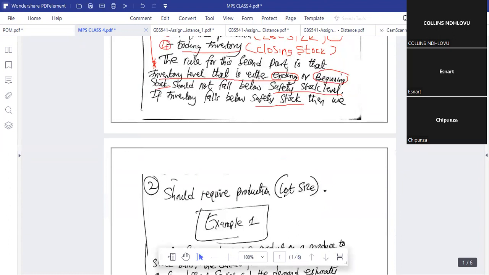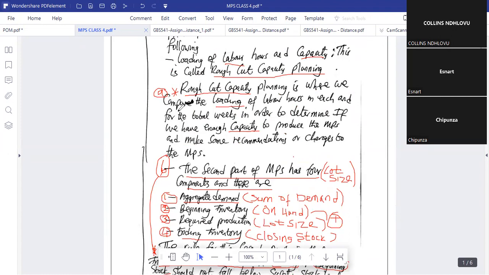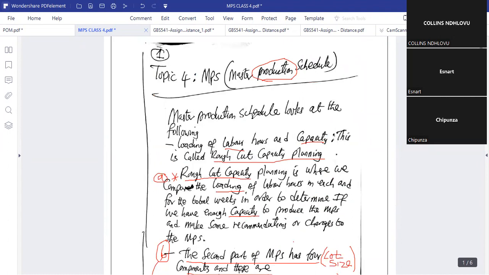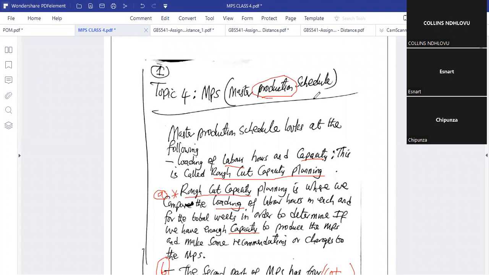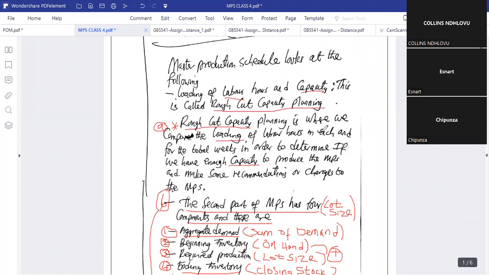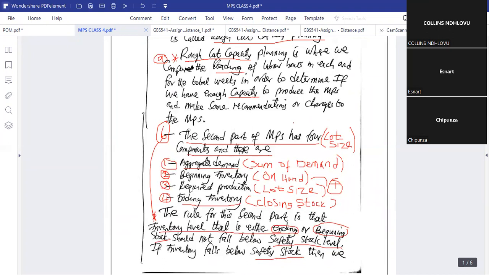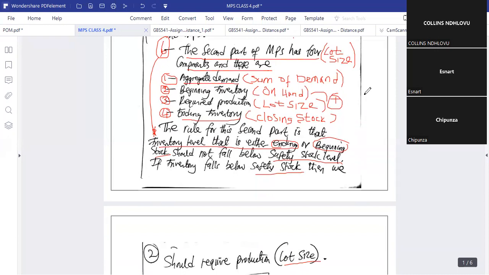So that is just about the rough cut planning, and the second part, which is the lot sizing part, marks the end of the master schedule. This is the shortest possible topic that you find in production and operation management, which is POM. Now we should get into an example where you need to understand both the rough cut planning and the lot sizing part, which has four very important components that you need to understand.